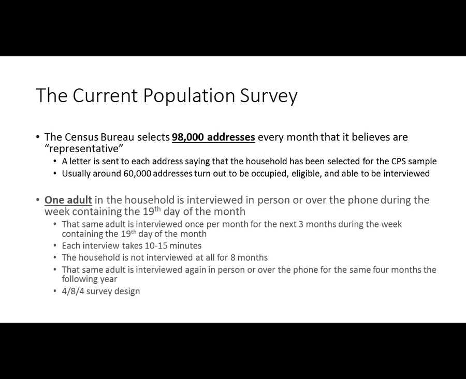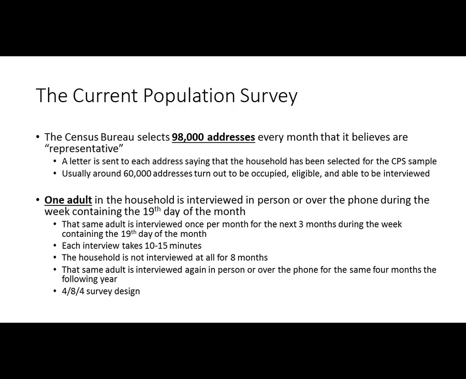And then what happens is one adult in the household, one adult over 18 years old, is interviewed either in person, since the Census Bureau has a lot of field offices all over the country, or most of the time over the phone. And they're interviewed during the week containing the 19th day of the month. And that same adult is interviewed once per month for the next 3 months during, again, the week containing the 19th day of the month. Each of these interviews takes 10 to 15 minutes. Then that household is not interviewed at all for 8 months.